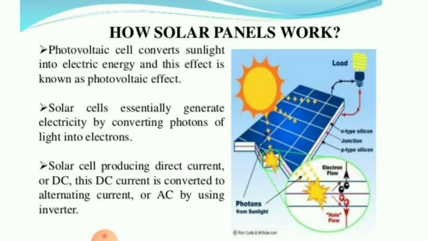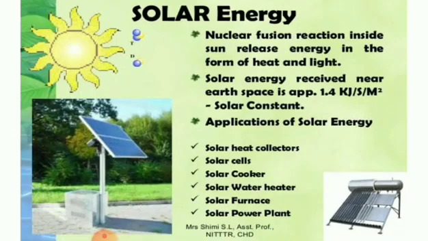Do you understand, students? So solar energy is nothing but the nuclear reaction inside the sun releasing energy in the form of heat and light. Solar energy received near Earth's surface is approximately 1.4 kilojoules. This is the solar constant.